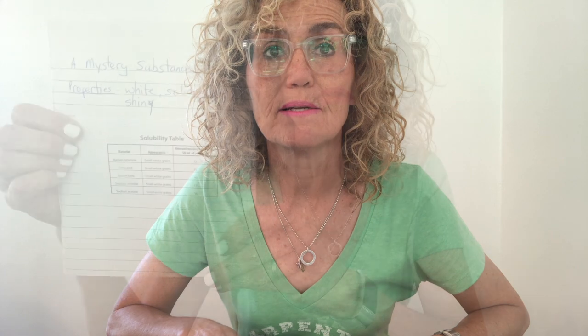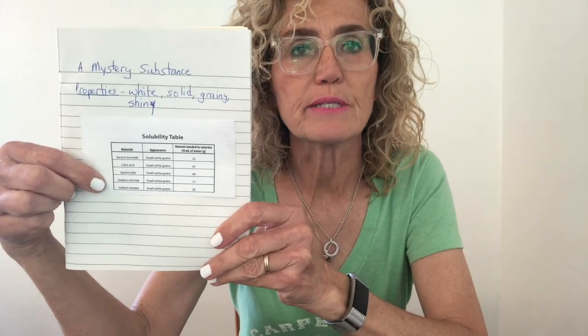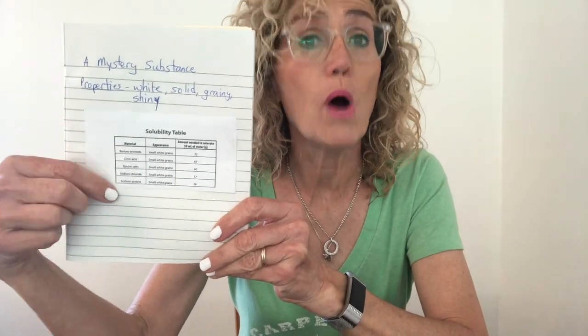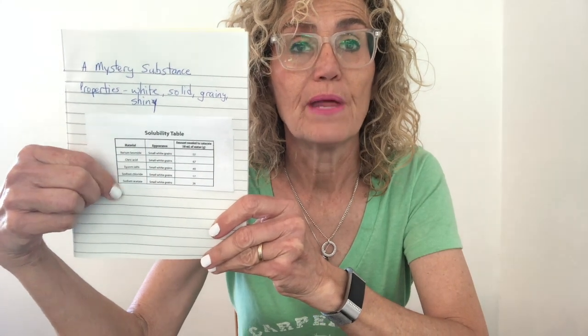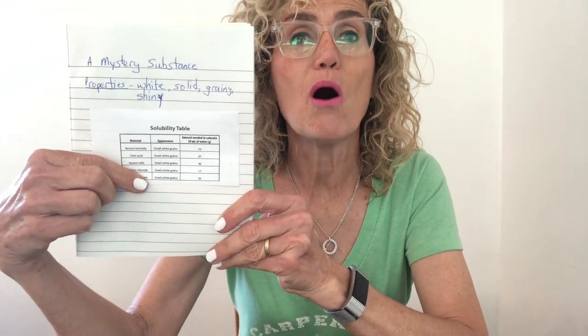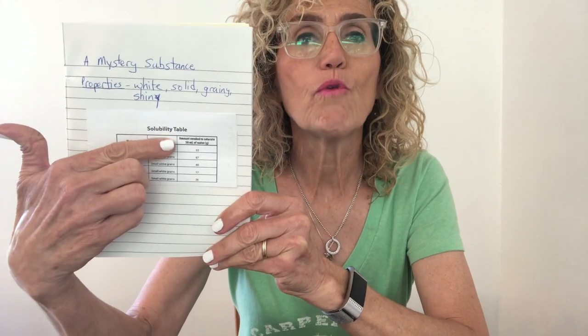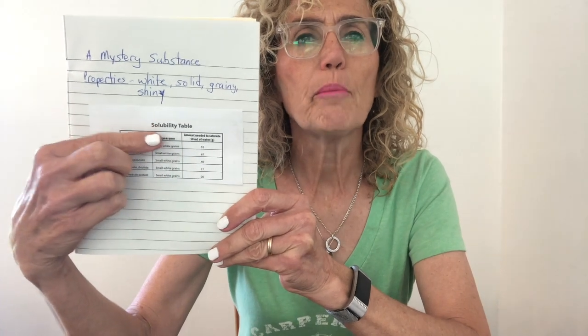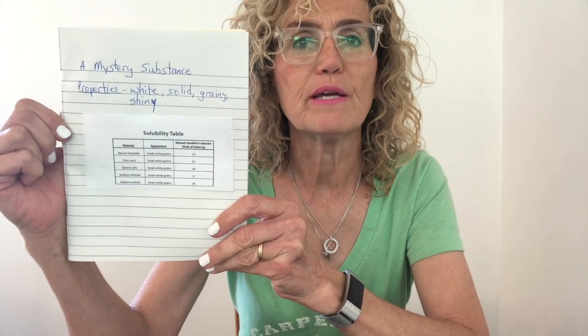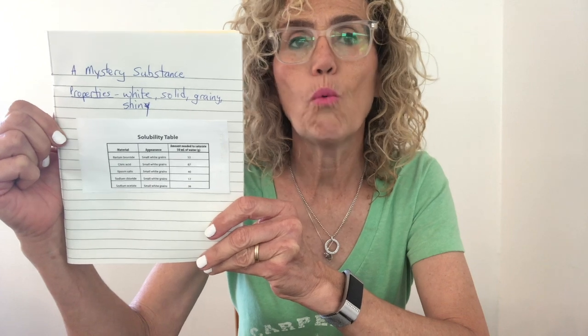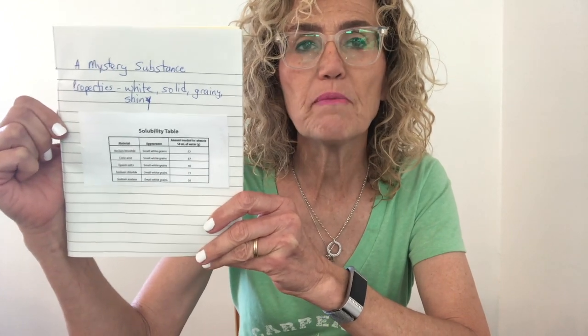So, did you come up with any ideas on how to identify this new substance? Here's a list of materials. This substance is one of these materials. Now, they're all small white grains. But here's something over here: solubility. Solubility is how much of it will dissolve in water. Is there something there that we can use?